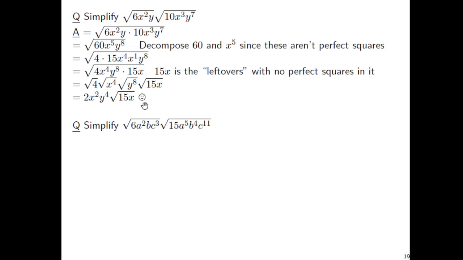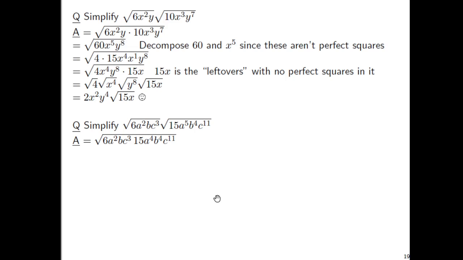Here's another one. Root 6a squared bc cubed times root 15a to the fifth b to the fourth c to the 11th. Please be careful in reading this. Sometimes people look at that exponent of 3 on the first c inside the first radical and think that that exponent of 3 applies to the b, but it doesn't. You have to read this using the order of operations. So first, let's combine everything together. This time around, I didn't even draw a multiplication dot in between.